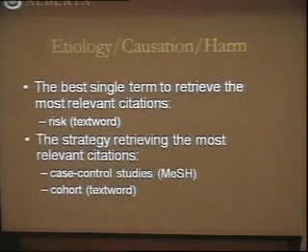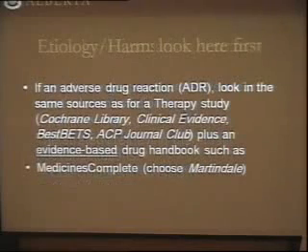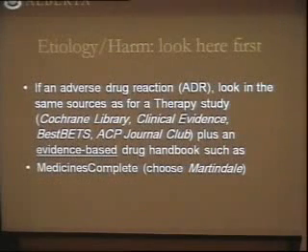In etiology, cause, and risk is the major word you want to use, and I'll show that as we go through. Again, a lot of times etiology and harm articles are drug reactions. So a good place to go is an evidence-based drug handbook such as Medicines Complete. It is a good one to find adverse drug reactions if you're looking for harm.